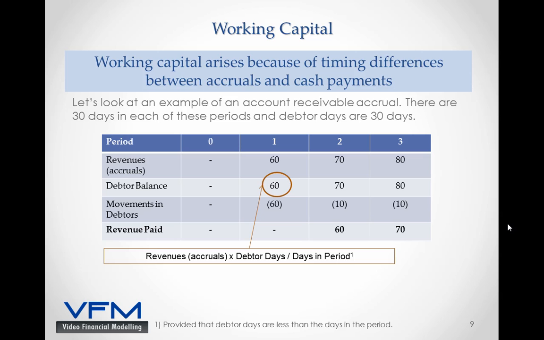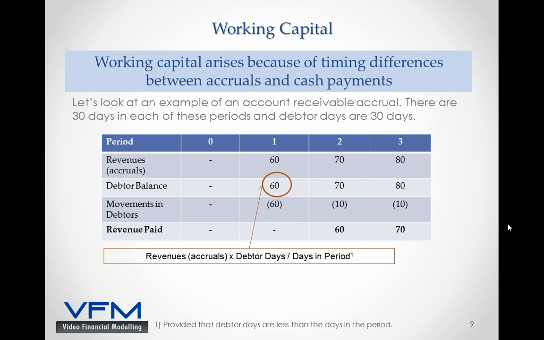So now we're going to look at working capital. So what is working capital? Working capital arises because of timing differences between accruals and cash payments. Say for example, you are due to get a payment of $50. What you would do is you would usually book that $50, so it would go in your income statement as a revenue. But depending on when the cash flow comes in, you might be due that $50, but you might not have been paid that $50. This is what we're talking about when we're talking about working capital.